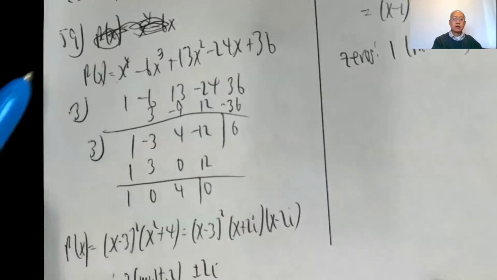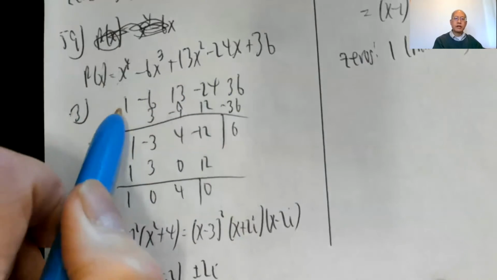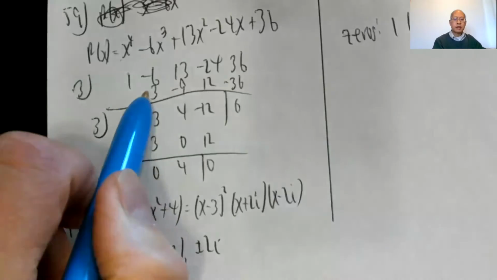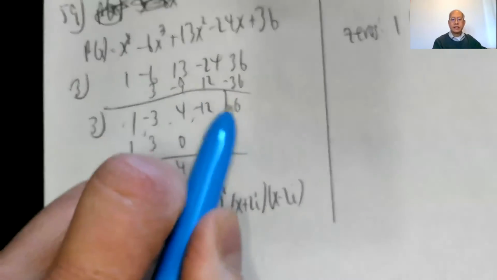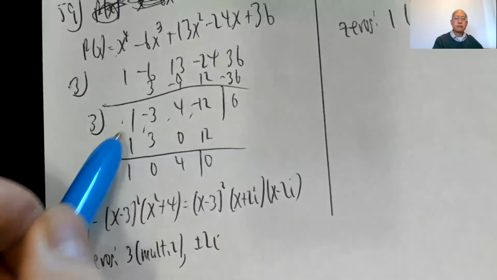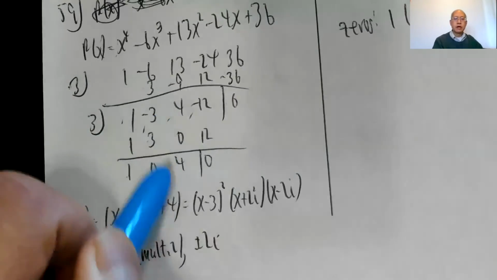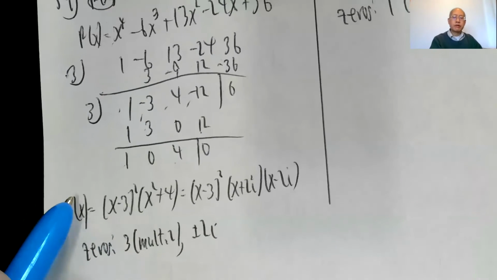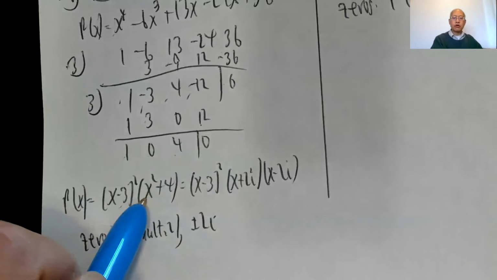Okay, this thing. Okay, 3 happens to work. So 3, 1, negative 6, 13, negative 24, 36. 1, multiply, add, multiply, add, multiply, add, multiply, add, 0. Okay, turns out 3 works again. 1. 3 times 1 is 3, add 0. 3 times 0 is 0, add 4. 3 times 4 is 12, add 0. So right now my original polynomial is (x minus 3) squared times (x squared plus 4).